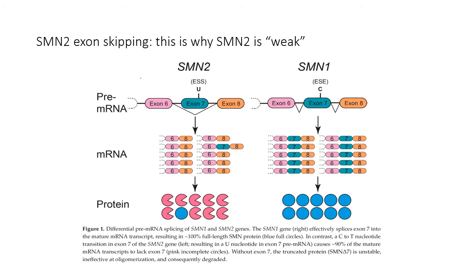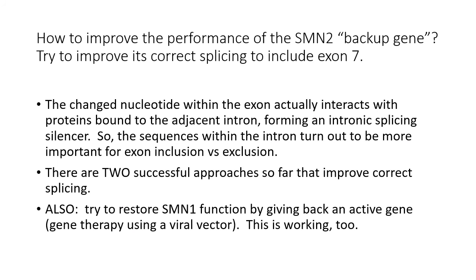Okay, so what this is believed to have happened is that the U mutation has contributed to an intronic splicing suppressor, or negative silencer rather, and that's responsible for the skipping of that exon. So that U is basically having interactions with an adjacent intron, which is ultimately causing that exon to be skipped. So what happens is that nucleotide interacts with proteins that are bound to the adjacent intron, forming an intronic splicing silencer.